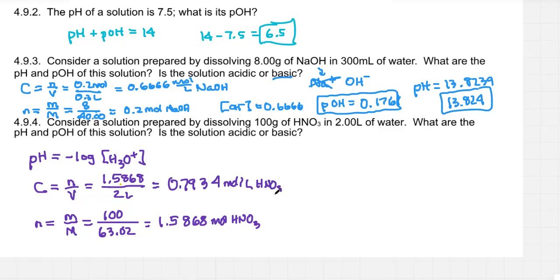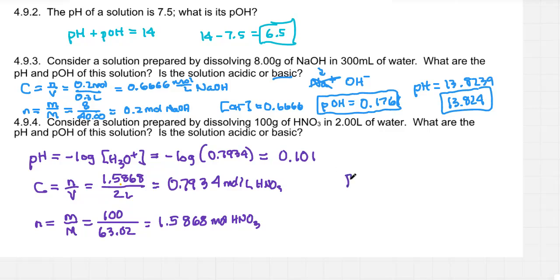Like before, this is 1-to-1. Every nitric acid releases 1 hydrogen, so the concentration of hydrogen and the concentration of nitric acid are the same. So our pH is going to be negative log, and the hydrogen concentration will just be this again, 0.7934. Log minus, on your calculator it might be negative and then the log key. On mine, I have to hit log and then the negative sign afterwards. And I get 0.10, we're getting 3 sig digs here, so 0.101 should be our pH.